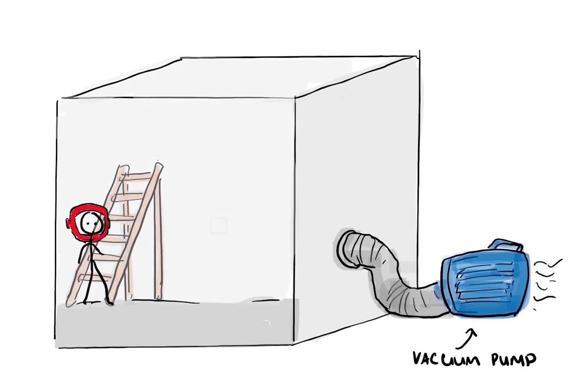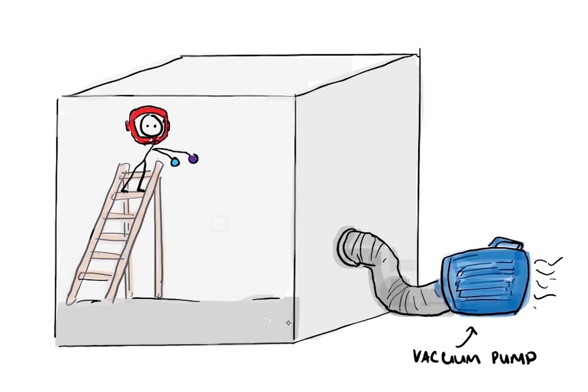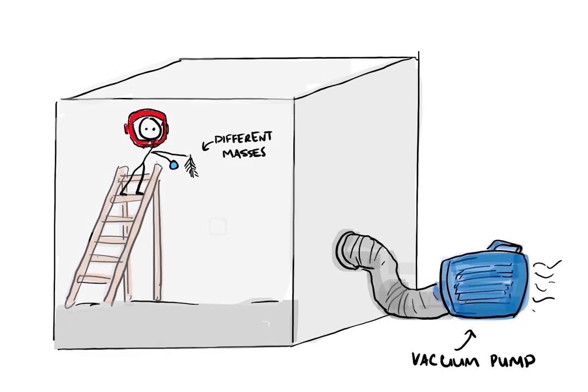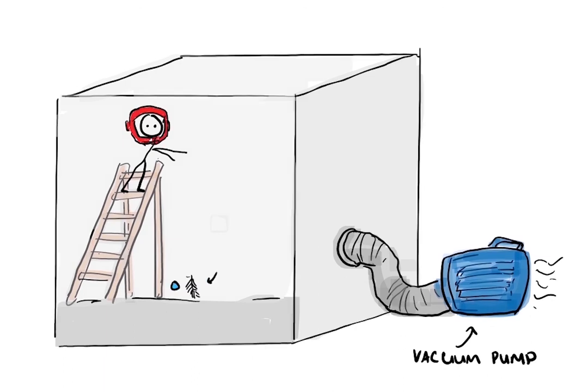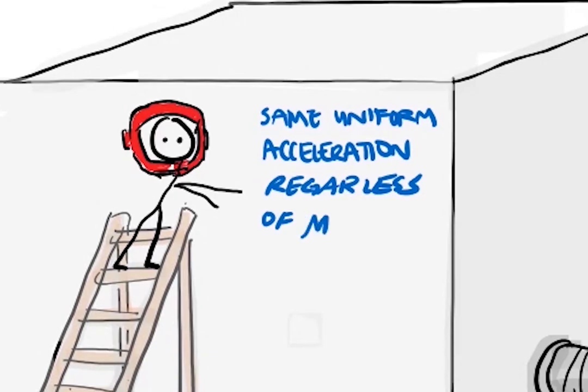Now let's drop the two spheres with different masses. Actually, let's make it more dramatic. Let's drop a bowling ball and a feather so we can really see the difference. Ready? Set? Go! They hit the ground at the same time. The two falling objects experience the same uniform acceleration as a result of gravity, regardless of mass.